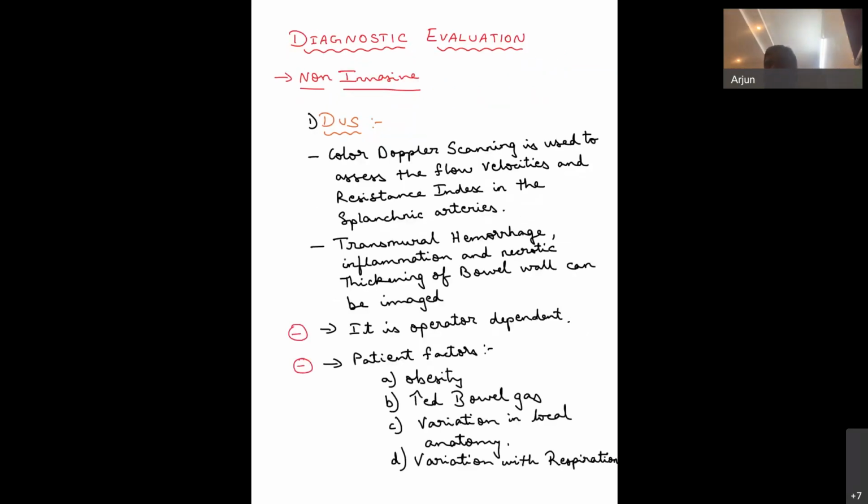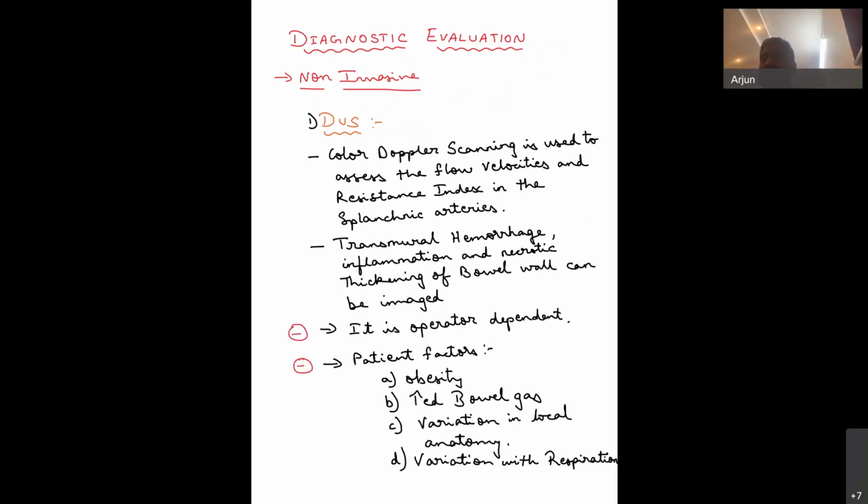Coming to diagnostic evaluation, Doppler ultrasound scanning: color Doppler scanning is used to assess the flow velocities and resistance index in splanchnic arteries. We can also make out transmural hemorrhage, inflammation, and necrotic thickening of the bowel wall.